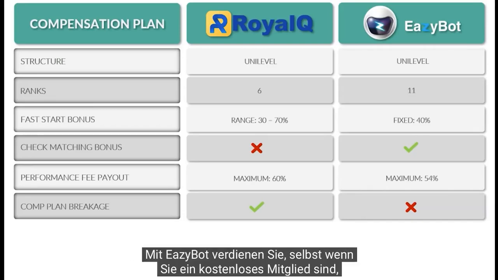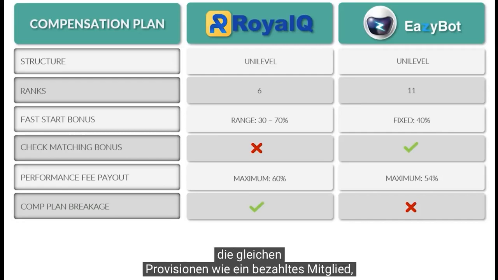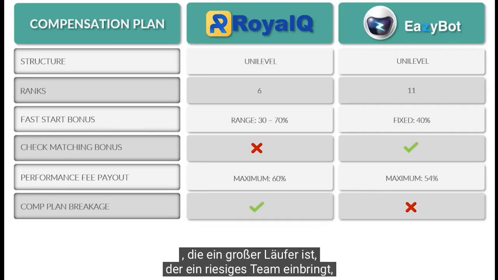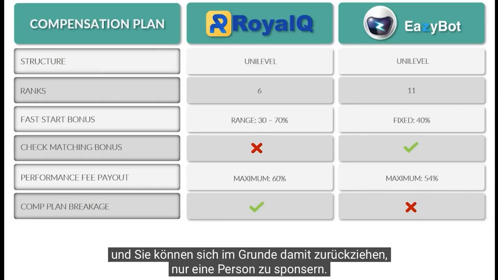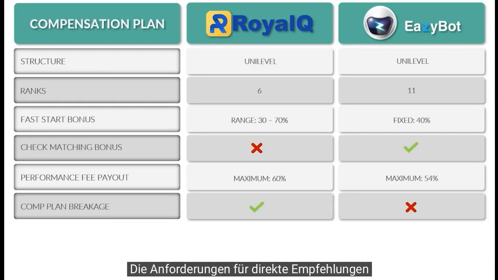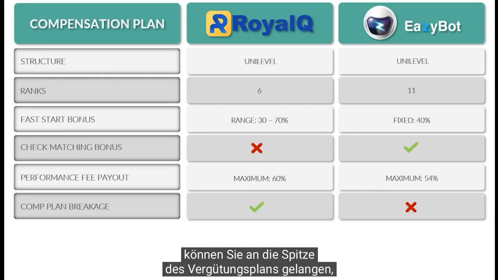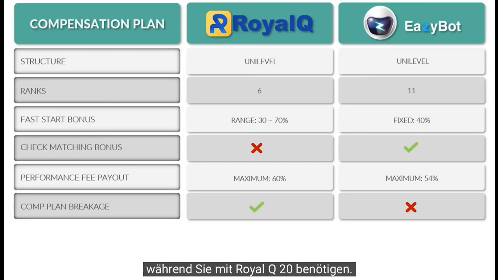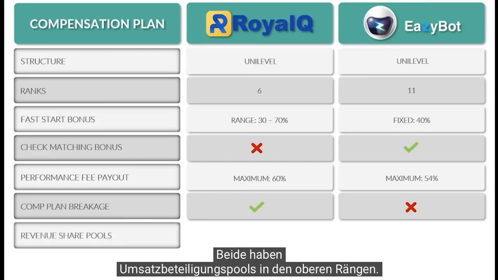With the Eazybot, even if you're a free member, you earn the same commissions as a paid member, and you can sponsor one person that's a big runner that brings in a massive team, and you can basically retire on just sponsoring one person. The direct referral requirements are more easy to achieve with Eazybot as well. With just 5 personal referrals, you can go to the top of the compensation plan, whereas you need 20 with RoyalQ. Both have revenue share pools at the top ranks.